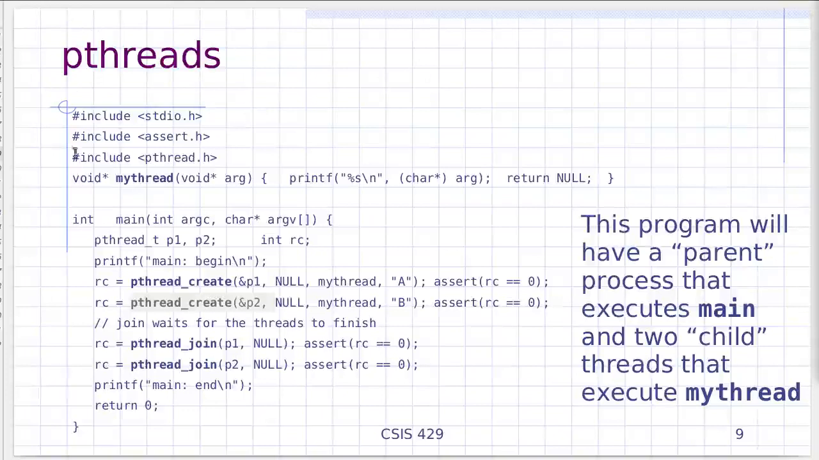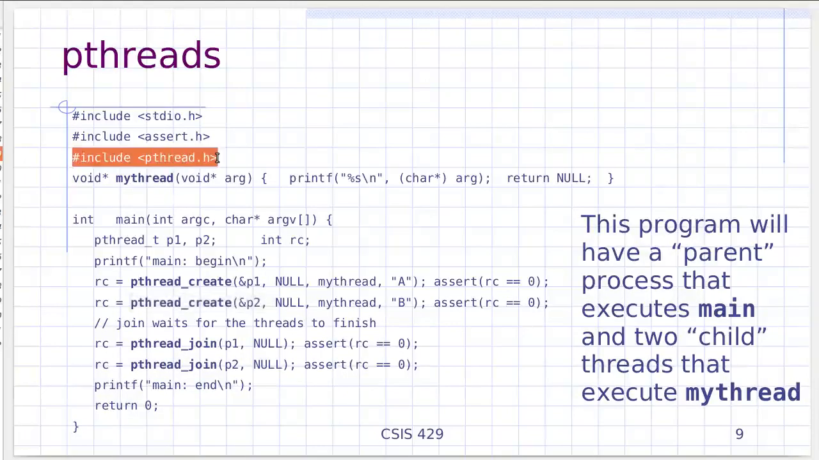So in a standard C program, this is pretty much what you need to do: #include <pthread.h>, and set up a function that you will execute in separate threads. So you will have your main program. That's going to be where the parent process starts. Then you'll do a bunch of things to create threads.